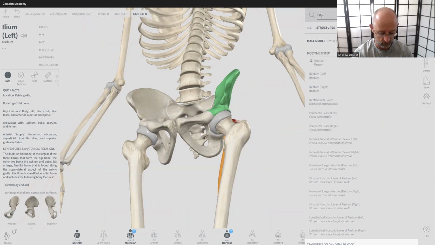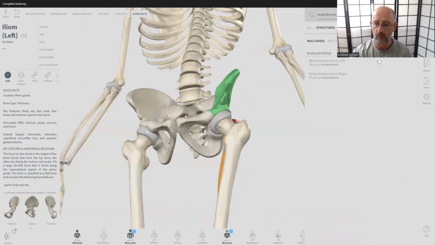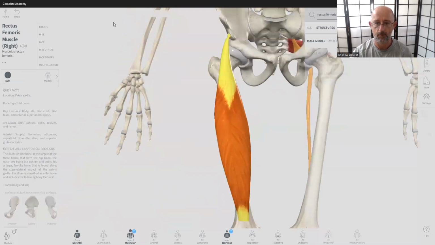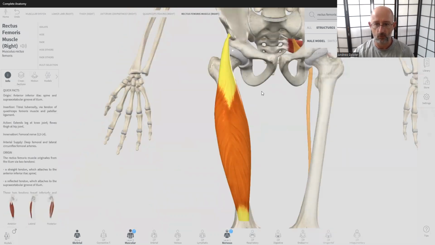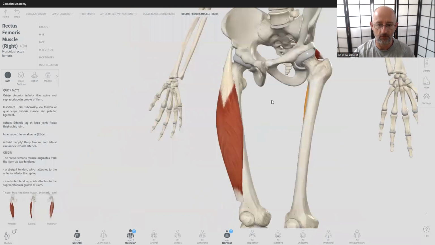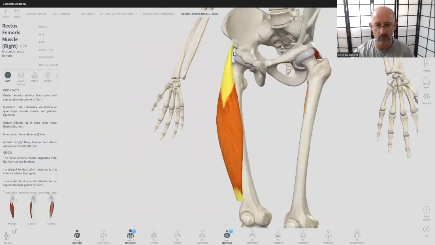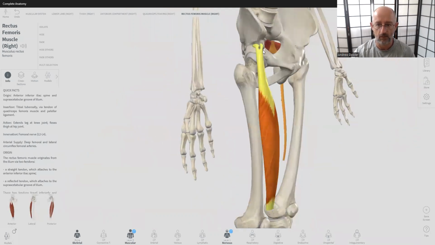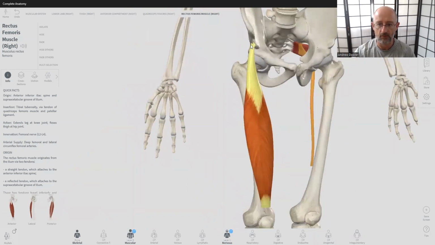Rectus femoris. How's my Latin? Rectus sheath, here we go. So there's our rectus femoris there. What's going to happen is the yellow is the tendon. It has a kind of a split in the tendon, so it's going to attach onto that bone there.